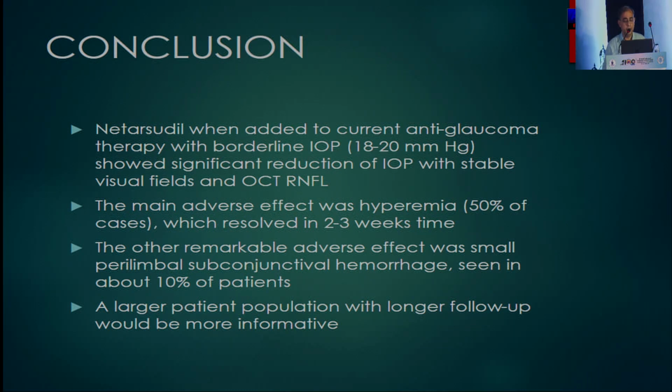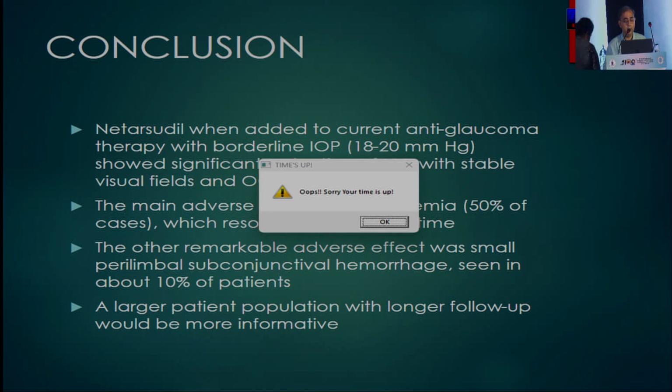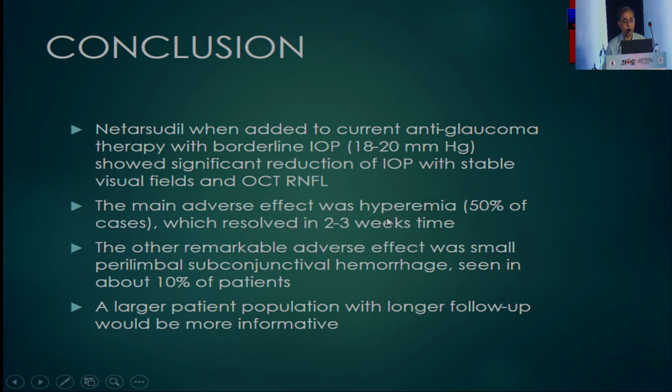Conclusion. Nitarsudil, when added to current anti-glaucoma therapy with borderline IOP 18 to 20 millimeter mercury, showed significant reduction of IOP with stable visual fields and OCT RNFL. The main adverse effect was hyperemia, in 50% of cases, which resolved over time. The other remarkable adverse effect was small perilimbal subconjunctival hemorrhage, seen in about 10% of patients. A larger patient population with longer follow-up would be more informative. Thank you.